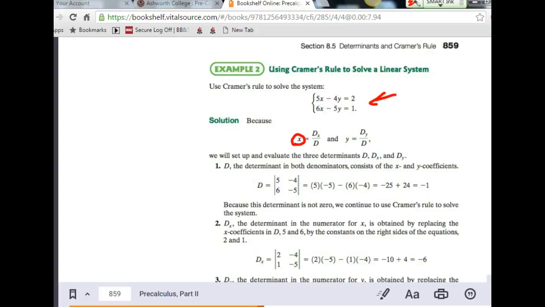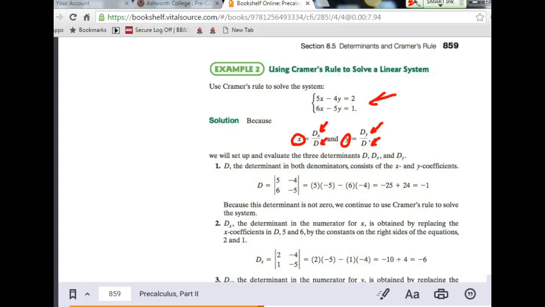Now normally we could do elimination or substitution, but this is just another way using matrices or determinants that we can use to help us solve for the x and y. The x is found by taking the determinant of x over the regular determinant, and y is found by taking the determinant of y over the regular determinant. Now, let me explain to you what those mean.